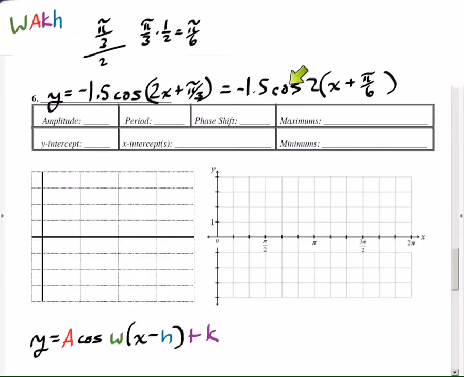Let's do W first. W is the 2. In this case, it's multiplying the x. We know that the W changes the period. And we find the period by going 2 pi, which is the OG period. The OG period is 2 pi. And we're going to multiply that by the reciprocal of the W. What is the W in this one? It's 2. What's the reciprocal of 2 again? 1/2. So if I go 2 pi times 1/2, let's put a 1 underneath the 2 pi. We multiply, wait, can we cross cancel? Yeah. So we get pi.